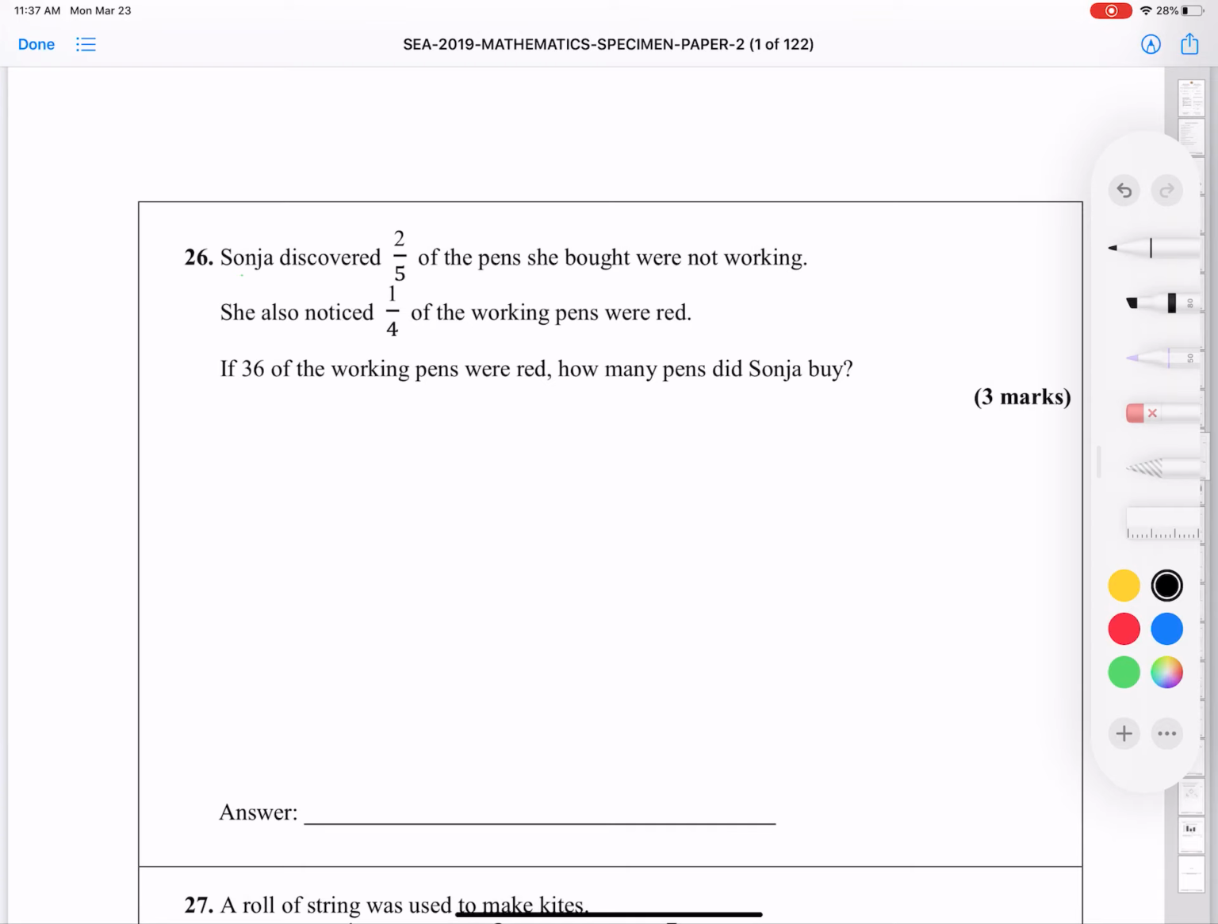Soja discovered 2/5 of the pens she bought were not working. She also noticed 1/4 of the working pens were red. If 36 of the working pens were red, how many pens did Soja buy?